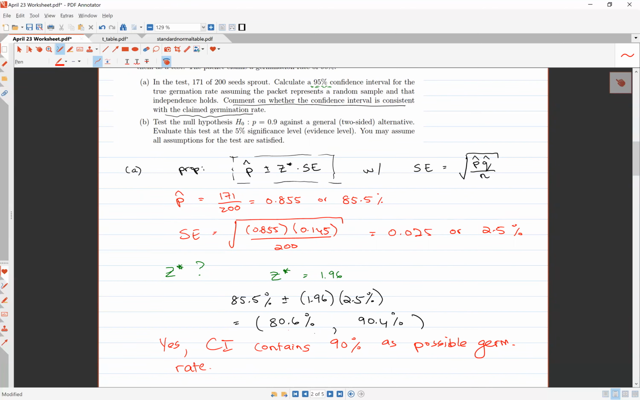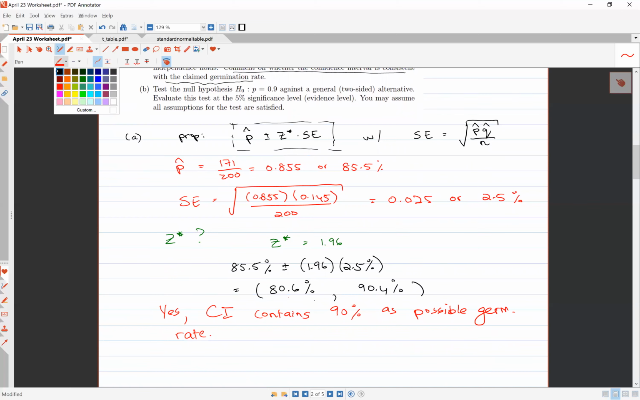And so the confidence interval is supportive of the true rate being 90%. The confidence interval says that's a possibility, because according to the confidence interval, the true rate based on the data we've collected can be anywhere from 80.6% to 90.4%. So at the 95% confidence level, we cannot exclude 90% as a possibility.